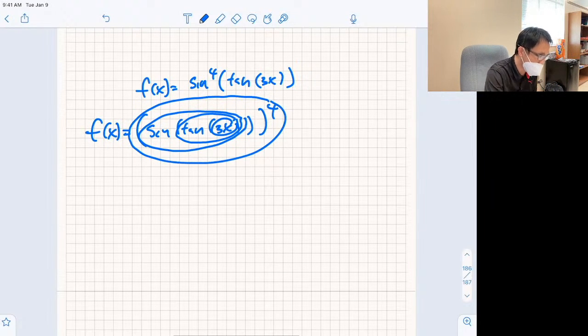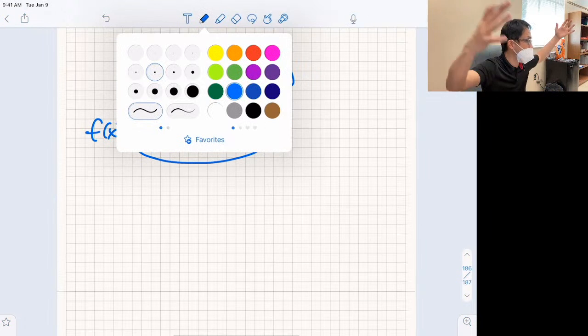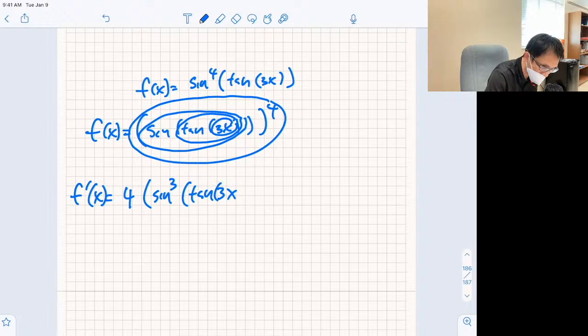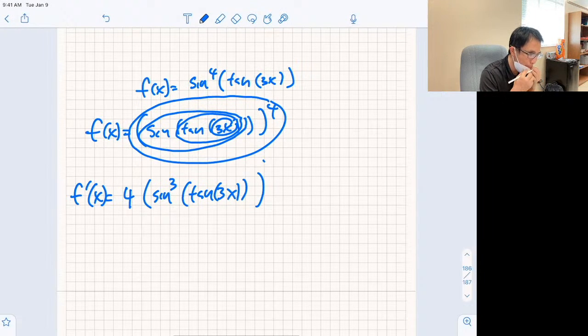You start with the outer bubble, because with chain rule you go from the outermost to the inside. It's like peeling onions. Every time you peel, it takes out one layer. So f prime of x, I'm going to peel out the first one. It's going to be 4 sine to the third of tangent of 3x. To the third power, but I write the third inside. Is that okay?